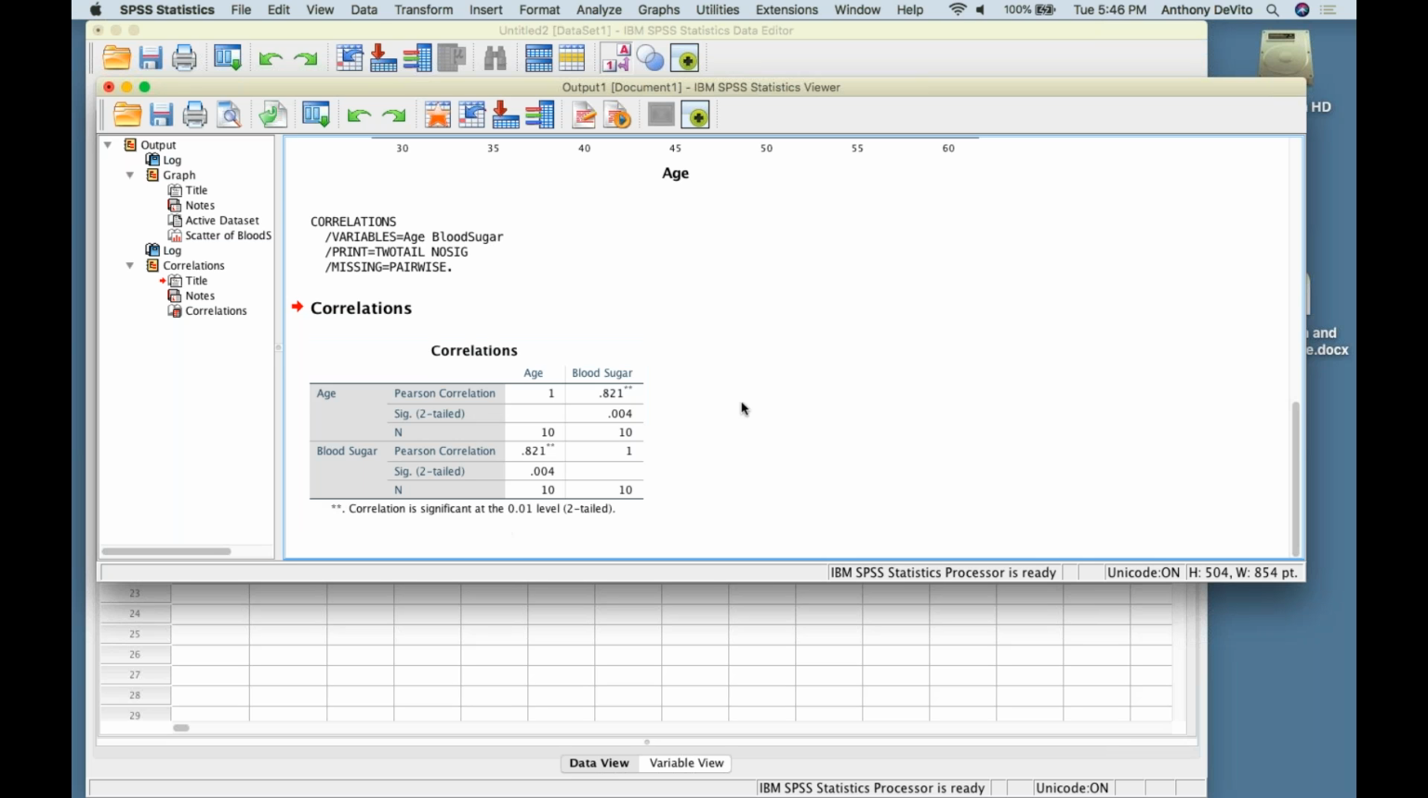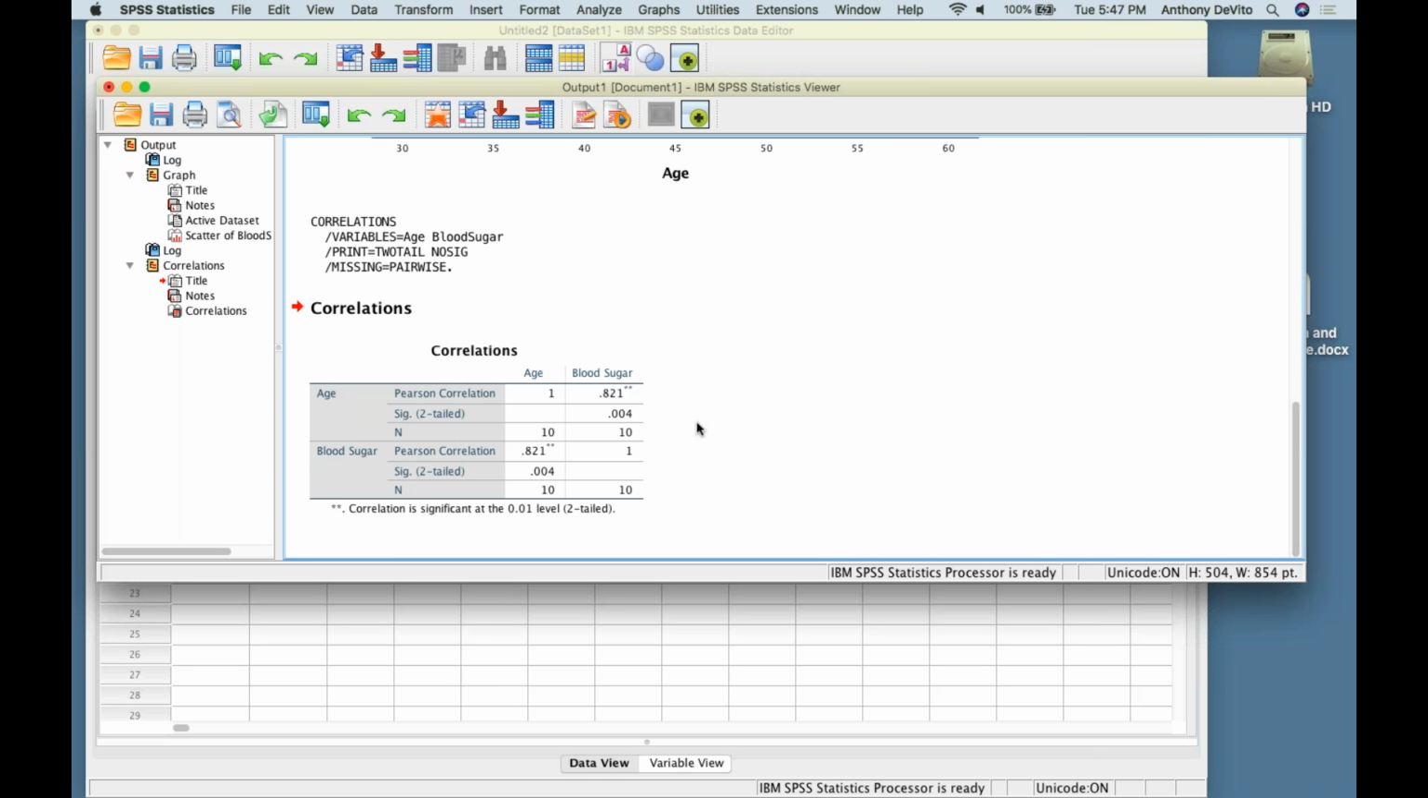So let's see what we got. We got a correlation of 0.821. That's actually a pretty good correlation, right? And what would our null hypothesis be here? Our null hypothesis would be that there's no correlation between the age and blood sugar, right? Or another way of saying it would be that R, rho, is equal to 0, in other words, no correlation. And our alternative hypothesis would be that there is a correlation between age and blood sugar. Another way to say this, rho R is not equal to 0, right? There is some association between them. In fact, in this case, it's a nice correlation.